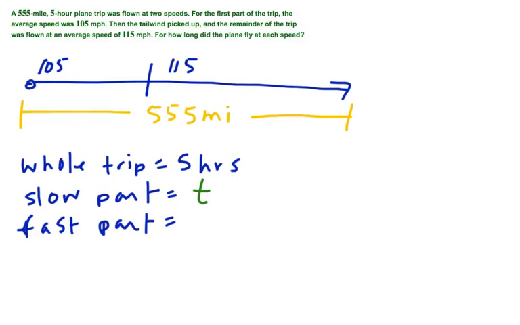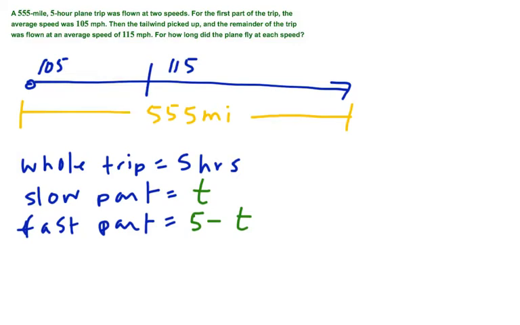So be careful now. It's the whole trip, which is 5, and we're subtracting the slow part, and that gives us the fast part. So be really careful what you're doing here. In this case, make sure that you're taking the whole thing and subtracting part to get the other part. So now we know the time for the slow part and the time for the fast part.